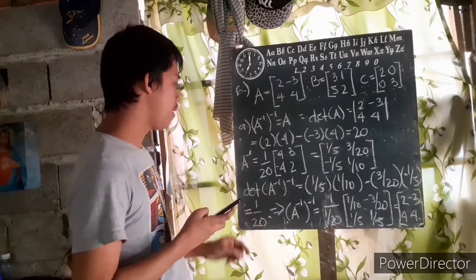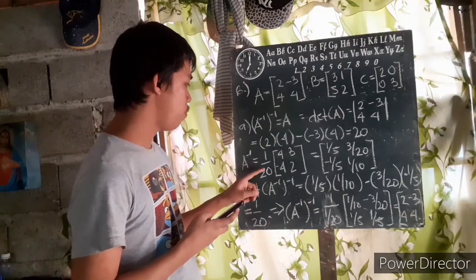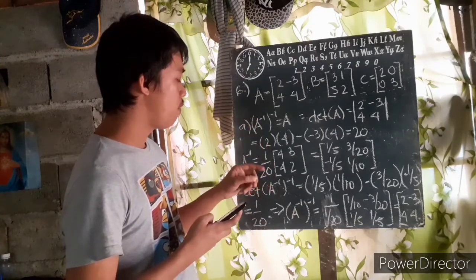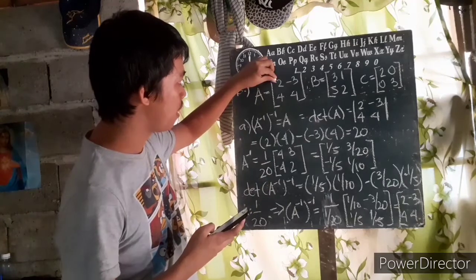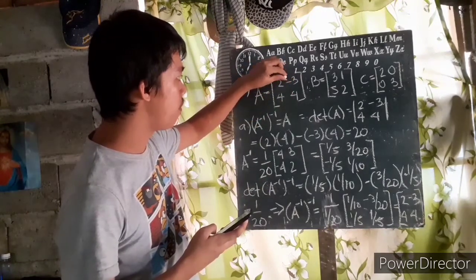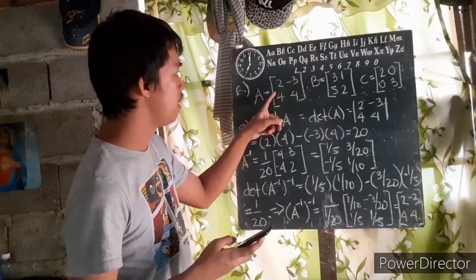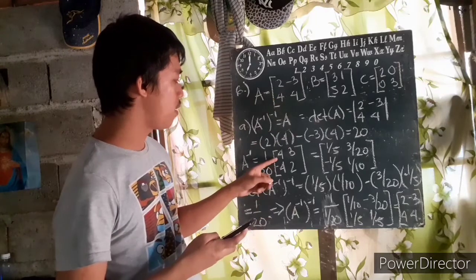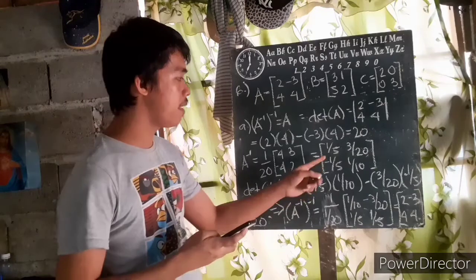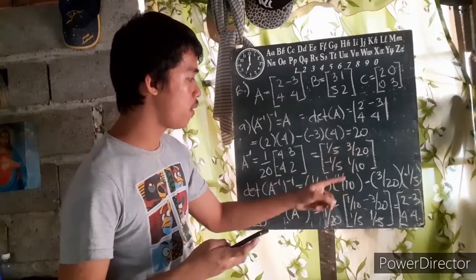Next we need to find the inverse of A. So we have 1 over 20 times the matrix, but first we need to interchange the 2 and 4, then change the sign of the B and C of the given matrix. So we come up with the matrix of 4, 3, negative 4, and 2. Now we can find the answer of 1/5, 3 over 20, negative 1/5, and 1/10.